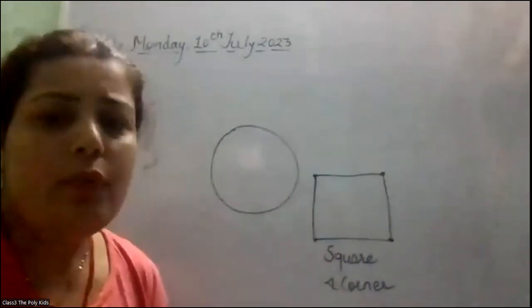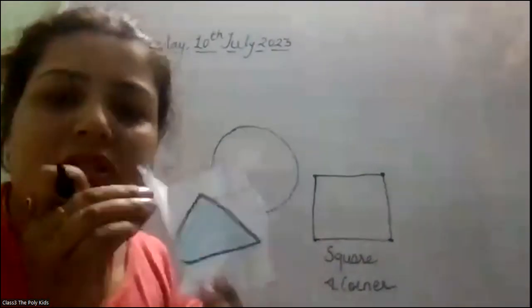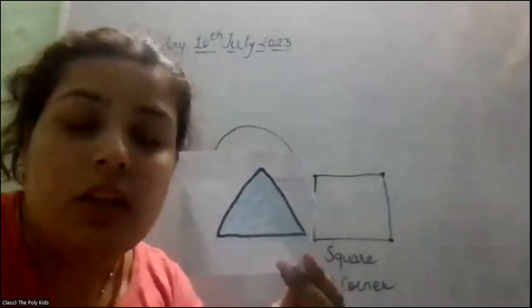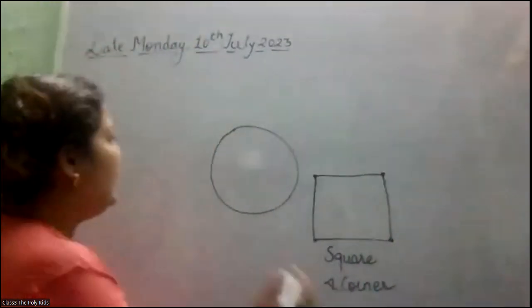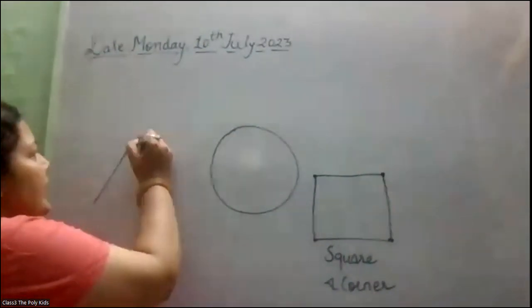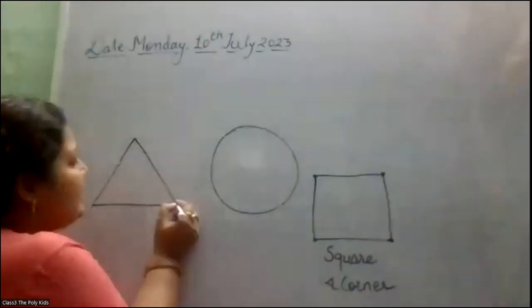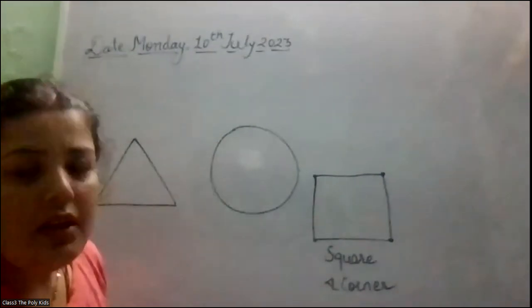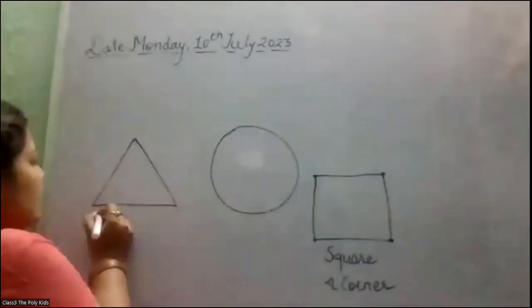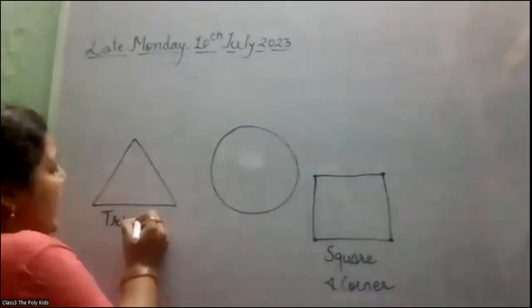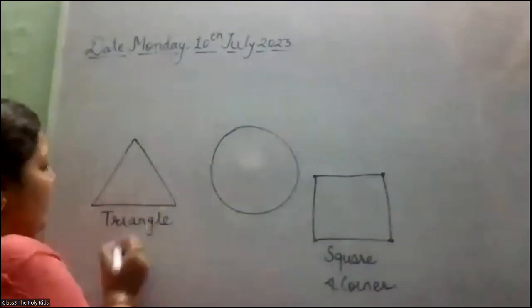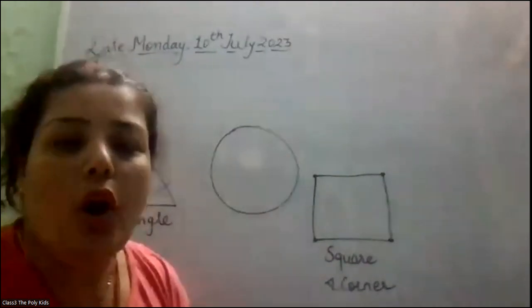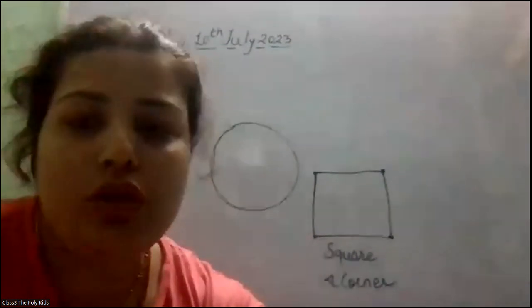Right? Now, what is this? Can you see it? Triangle, ma'am. This is a triangle shape. How many sides are here? Three sides are here. Ma'am, it has three corners. Yes. Right. Very good. Okay. Now I want to show you a video.